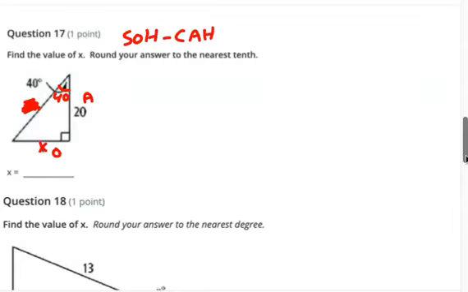Okay, we're going to use tangent because that's the one that involves O and A. So we're going to choose tangent. The way that we set this up, we have tangent of whatever angle they gave us, this time it's 40, equal to x, the opposite side, over A, which is 20. Okay, opposite side over adjacent side.